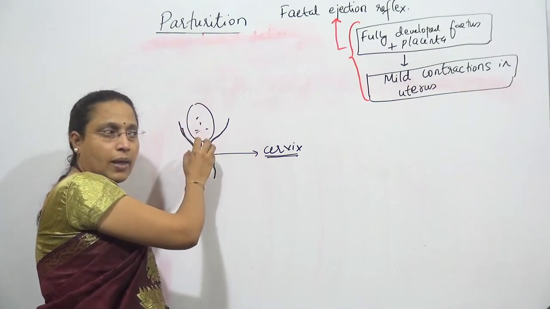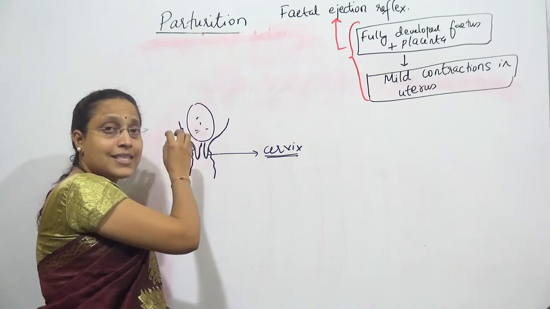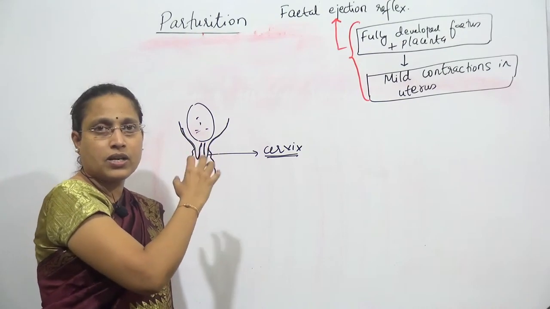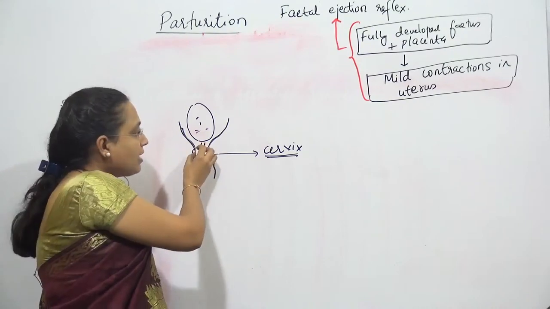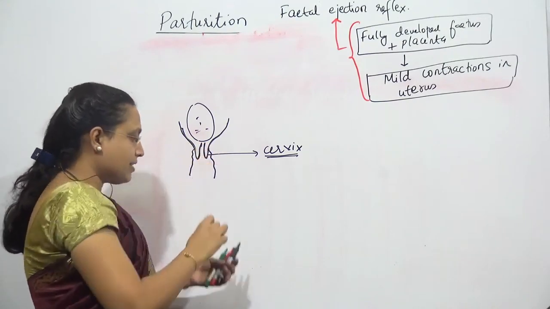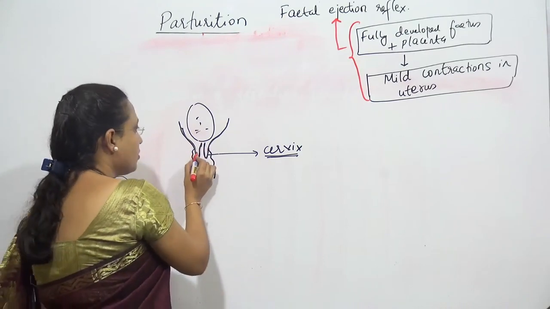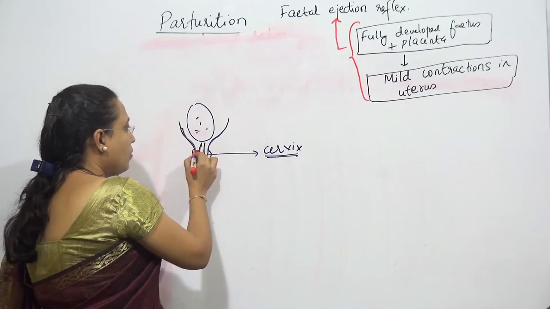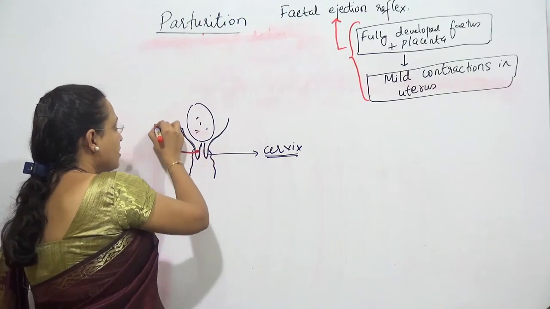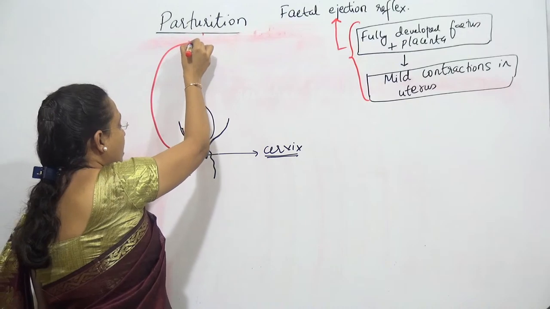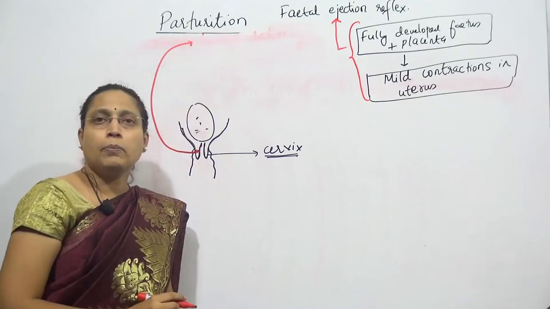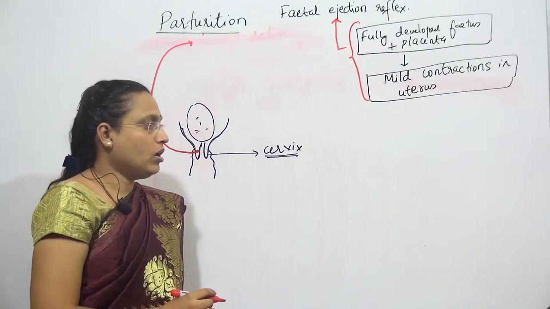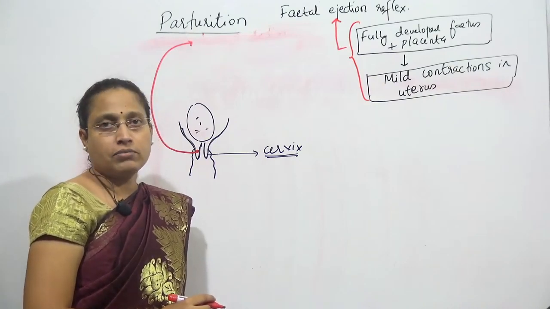As a result, what happens? Who will become sensitive? Sensory receptors. There are stretch receptors and pressure receptors like that. So that slight stretch in the cervix will be sensed by the sensory receptors present in the cervix. Now the sensory receptors present in the cervix will send a message to the hypothalamus to produce a hormone called oxytocin.